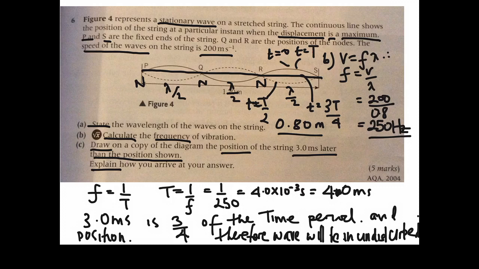So let's just look at where the marks are coming from in this one, especially because it doesn't quite split them up. The first one, it's 1 mark stating it. Calculate the frequency, that's another mark. Drawing on the graph, that's another mark, and then 2 marks. You calculate your 4 milliseconds. You show that it is 3/4 of the time period, and therefore will be in the undisturbed position. Okay, right.